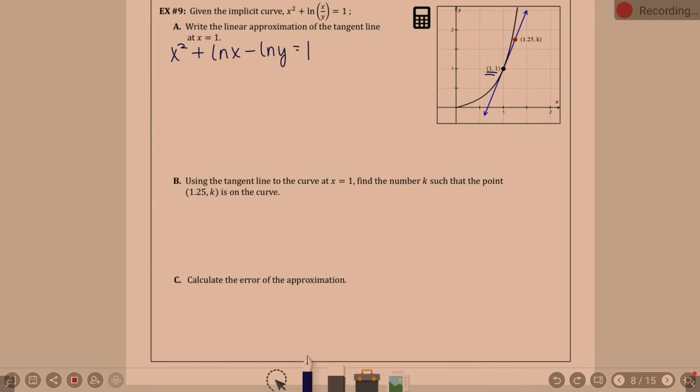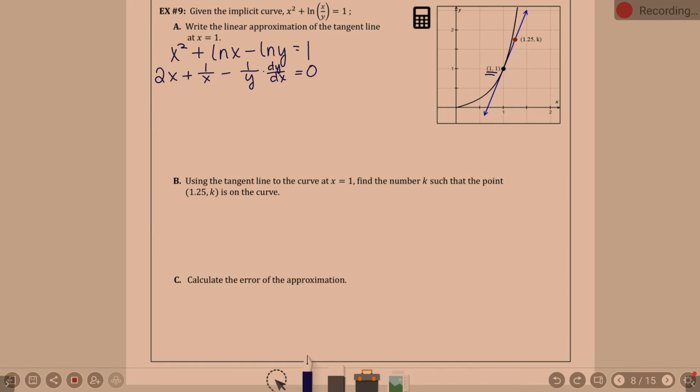Okay? So, what is the derivative of x squared? 2x plus the derivative of natural log of x, 1 over x, minus the derivative of natural log of y, 1 over y times dy dx, because we're doing this implicitly, equals the derivative of 1, 0. That was a lot easier than having to do chain rule and all that with that natural log.